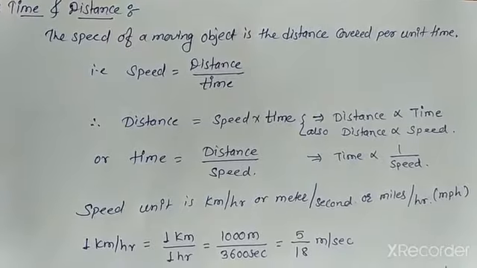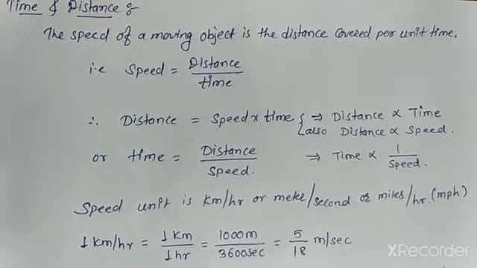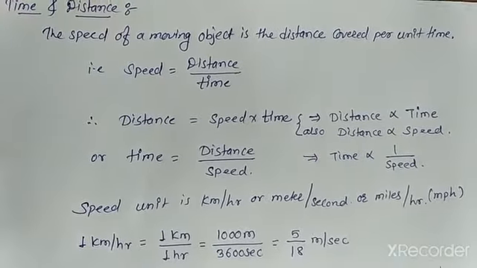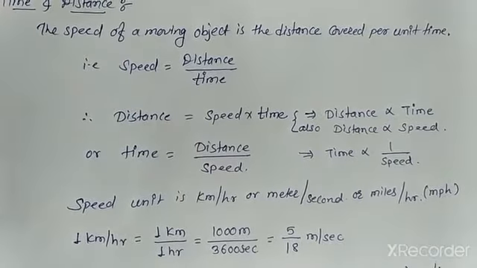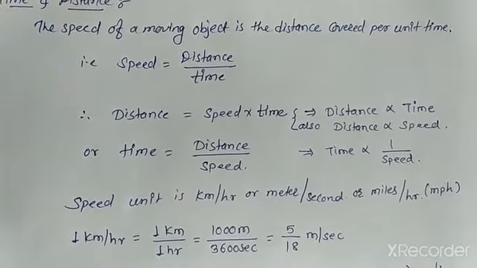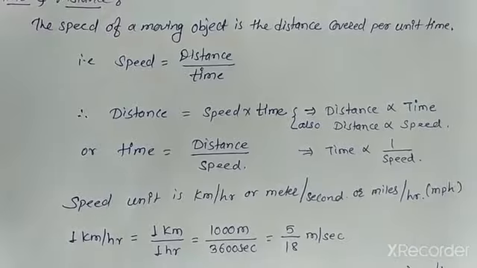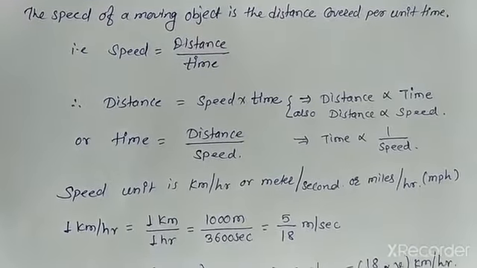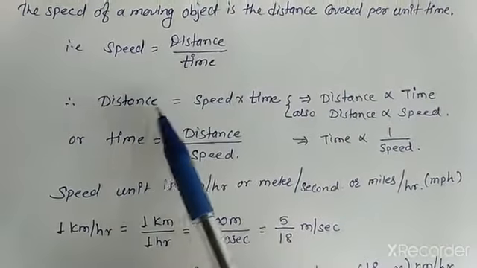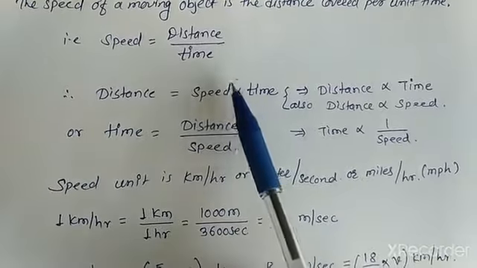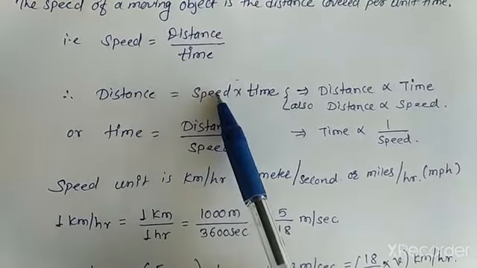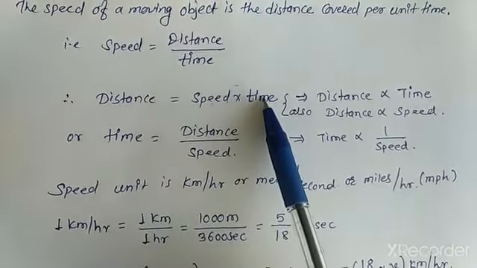Now the speed of a moving object is the distance covered per unit time. That means speed can be defined as distance upon time, or distance per unit time. Therefore, distance is equal to speed into time. Distance can be written in terms of speed into time.